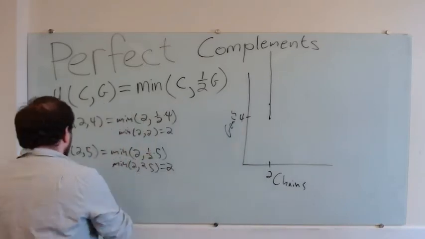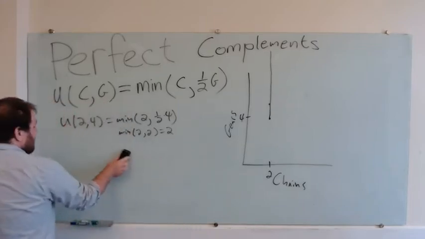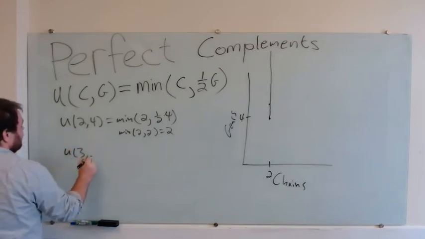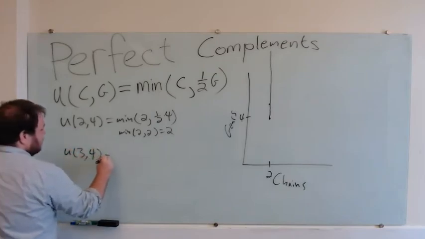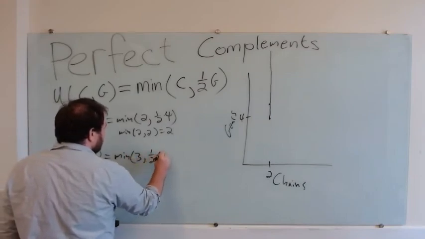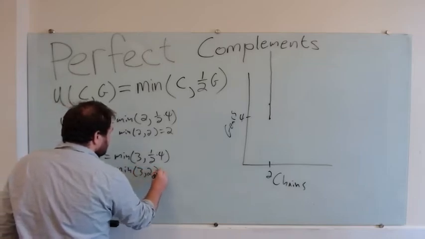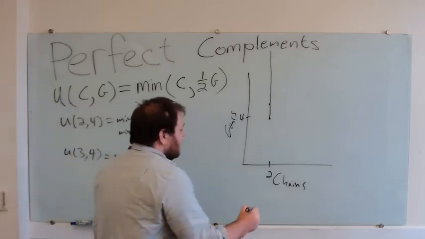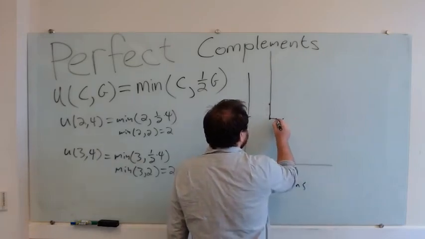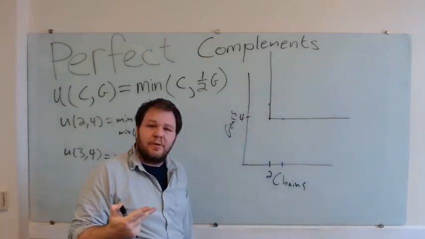Okay, cool. So what about if instead of adding gears, I added chains? What if I said, what's my utility of 3 chains and 4 gears? Well, that's going to be the minimum of 3 and 1/2 times 4, the minimum of 3 and 2, which is just 2. So adding chains without adding any gears also doesn't increase my utility, also doesn't move me off of my indifference curve.